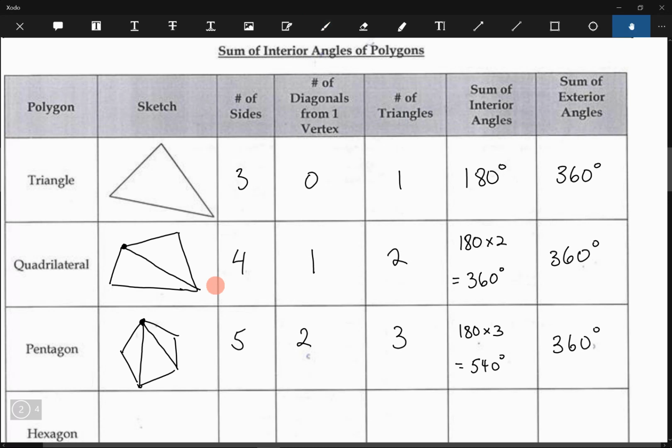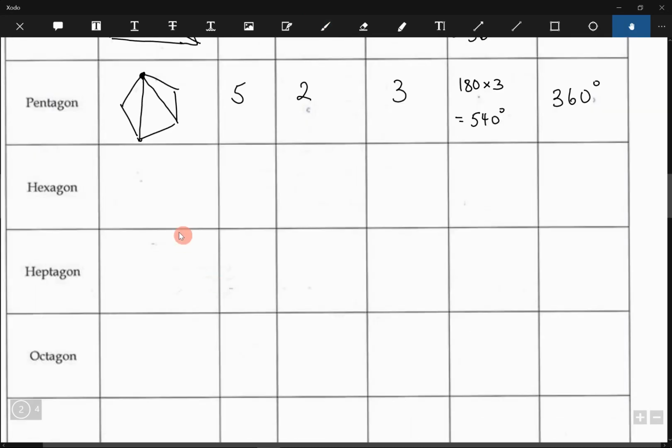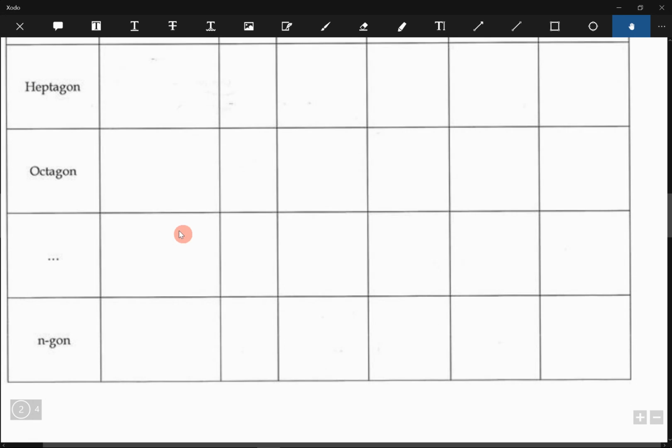Now what I'd like you to do is pause the video, and I would like you to complete the rest of this table. And see if you can notice a pattern.